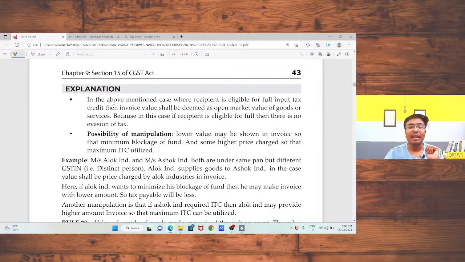Explanation. In the above mentioned case, where the recipient is eligible for full input tax credit, then the value in the invoice shall be deemed as the open market value of goods or services, because in that case, if the recipient is eligible for full input tax credit, then there is no evasion of tax. Okay.